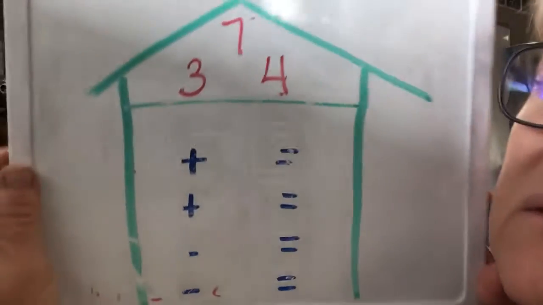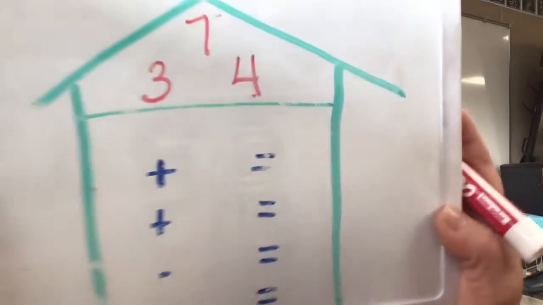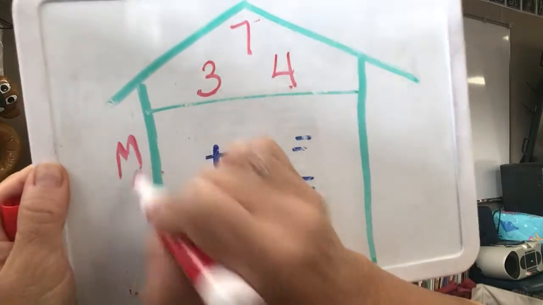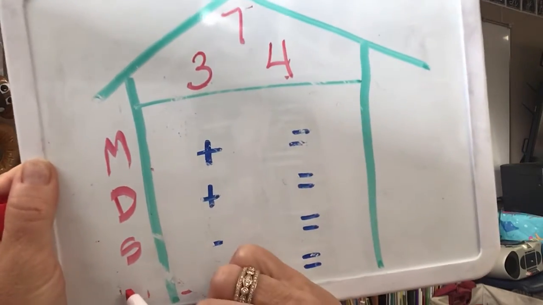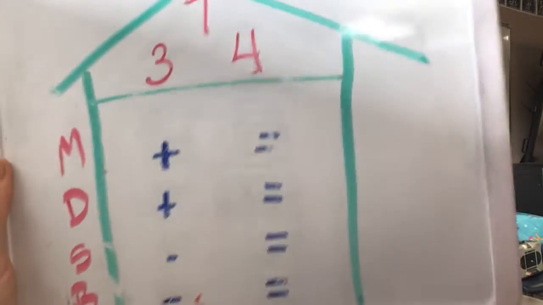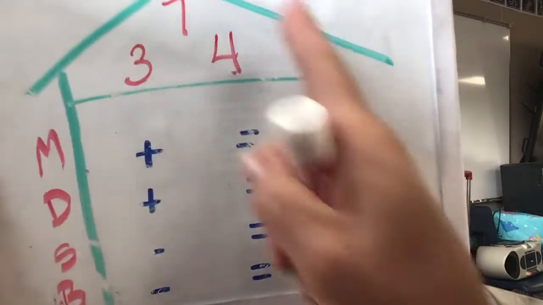Okay, so we need 3 new numbers. I'm going to use some numbers that were in this book. I'm going to use 3, 4, and 7. Okay? Those are the only 3 numbers we're going to use for our fact family. We need a mom sentence, a dad sentence, a sister sentence, and a brother sentence. Okay? 2 addition, 2 subtraction. And we're only going to use these 3 numbers.